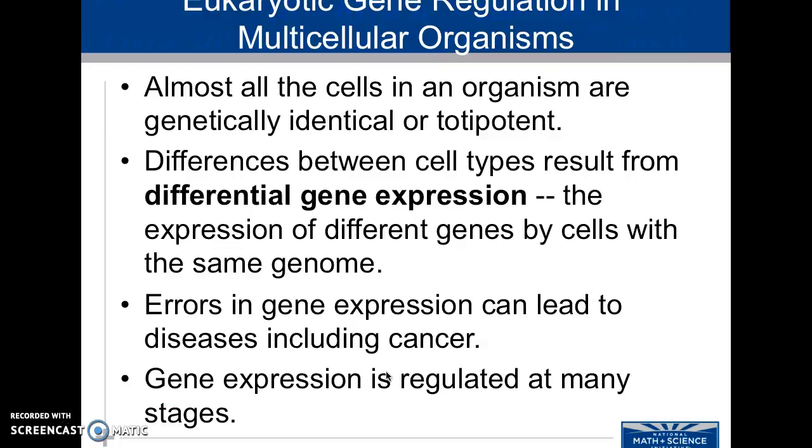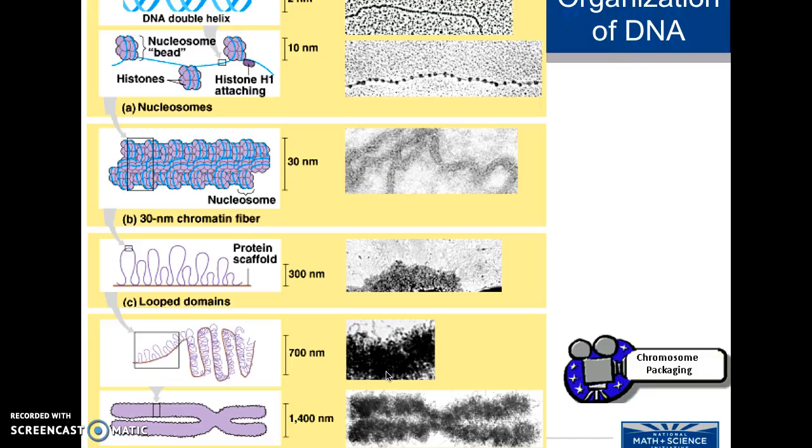Eukaryotic gene regulation. Almost all cells in the organism are identical or totipotent. Differences between cells result from differential gene expression, the expression of different genes by cells with the same genome. So all of your cells have identical DNA, but which genes are turned on determines if it is going to be a heart cell or a skin cell or anything else. Errors in this gene expression can lead to diseases, including cancer, and gene expression is regulated in many stages.